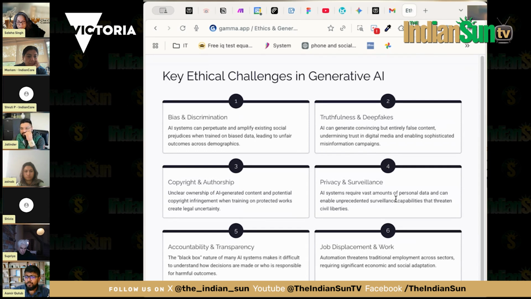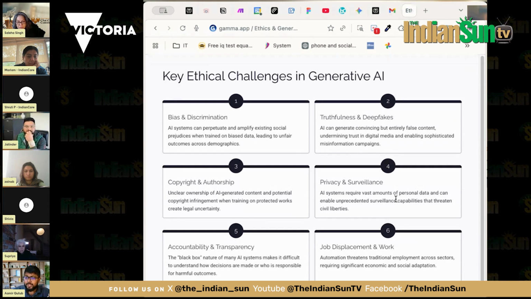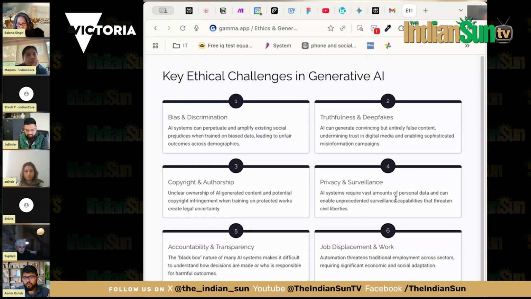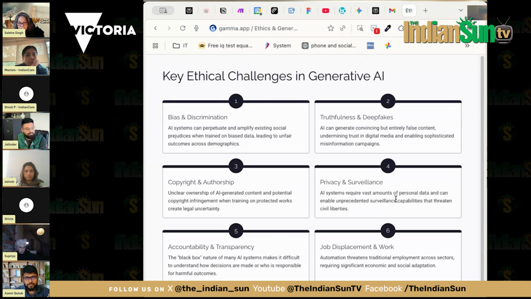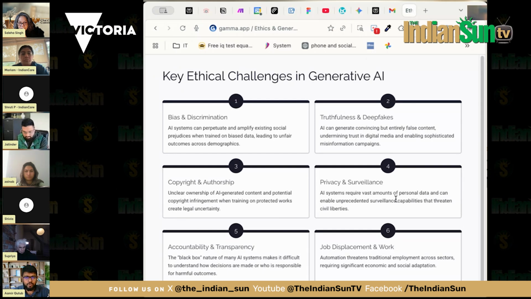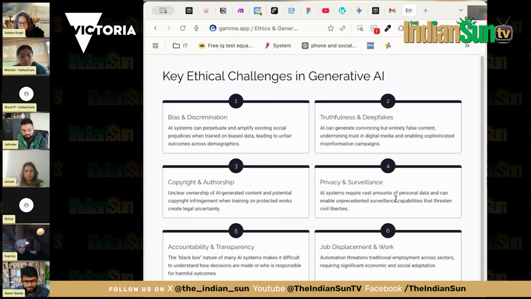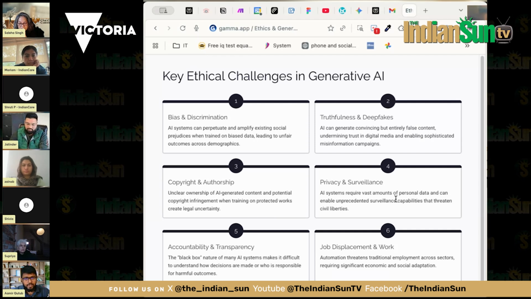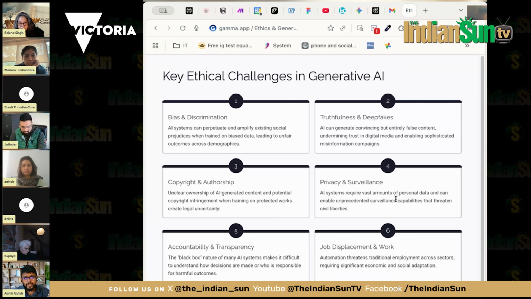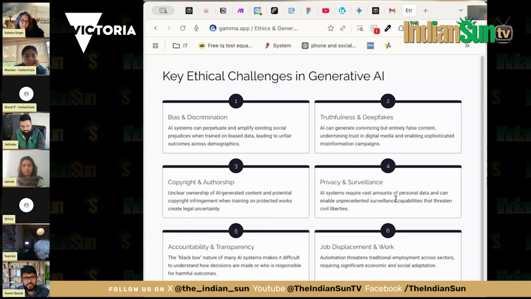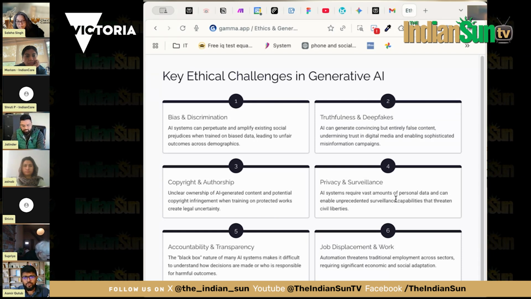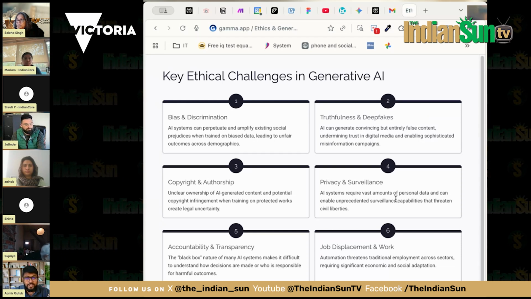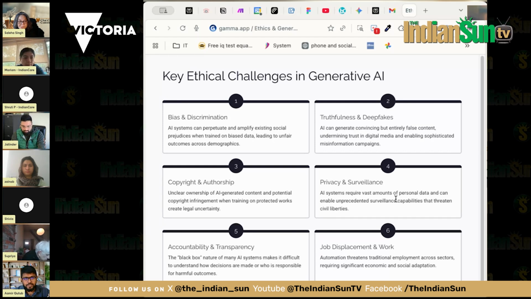So if I identify the six key ethical challenges in generative AI, the first one is bias and discrimination. All of these models have been trained on a specific type of data. For example, a lot of models have been developed in the US at the moment. There have been a huge amount of experiments done, and there's definitely a natural bias in these AI towards specific nationalities, towards specific genders and things like that.